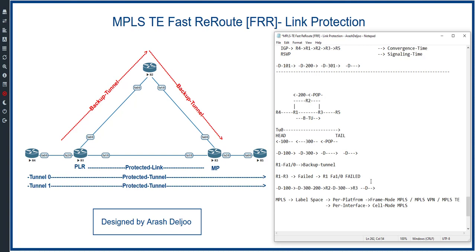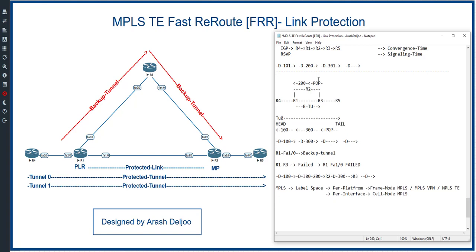The action of R1 at this time is that after rerouting the traffic, and this rerouting can occur in less than, for example, 50 milliseconds, or maybe 100 or 200 milliseconds, we need to inform router 4, the head end, to find another path with the best cost to the destination, with the best behavior to the destination.